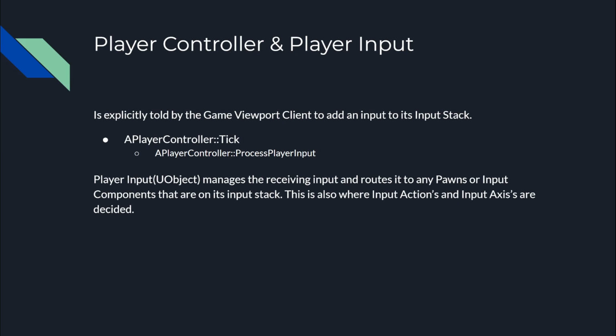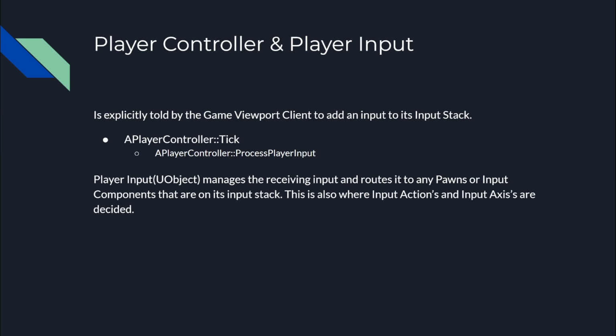It manages and receives those inputs, and sends it to any pawns or input components that are on its input stack. So whenever you're doing enable input, disable input on an actor, this is usually where the player input object is going to hook into that and call it directly.